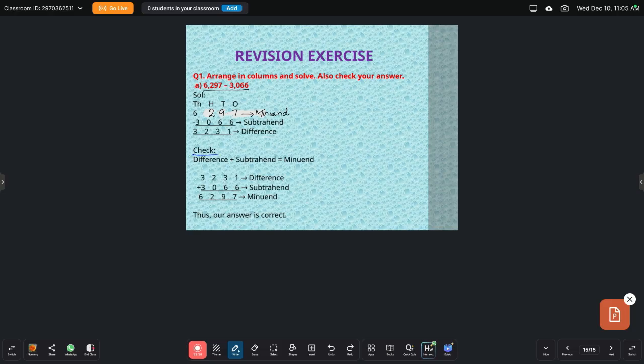Which formula? Here we have to apply the formula difference plus subtrahend. When we subtract these two numbers, the answer that we get is called the difference. So here we have to take the difference and the number that gets subtracted. That is the subtrahend. तो difference और subtrahend का हमें add करना है to get the manuend. To get the manuend. Look here.